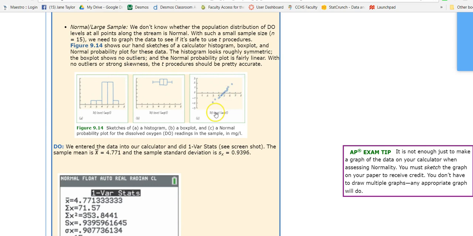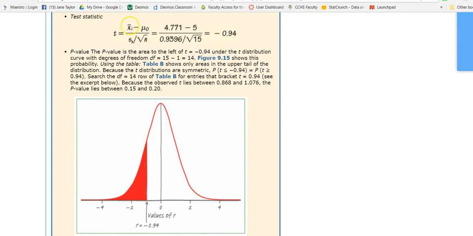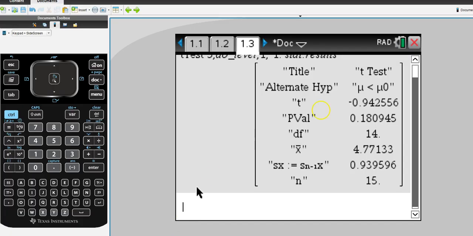And this, I want to show you the normal probability plot too in just a minute. So here's our test statistic and how it's calculated. So x bar minus mu. Now if we look at what we had on the calculator, we have our x bar and our mu is 5. So we can use the values that are in here.